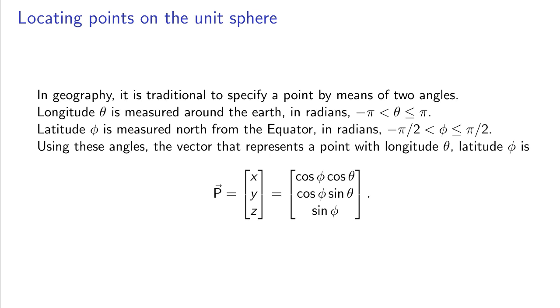the radius of a circle around the Earth is no longer 1 as it is at the equator. It's dropped down to cosine phi. And when we take a point on that circle, as is conventional in polar coordinates, multiplying by the cosine of the longitude gives us the x component, multiplying by the sine of the longitude gives us the y component.